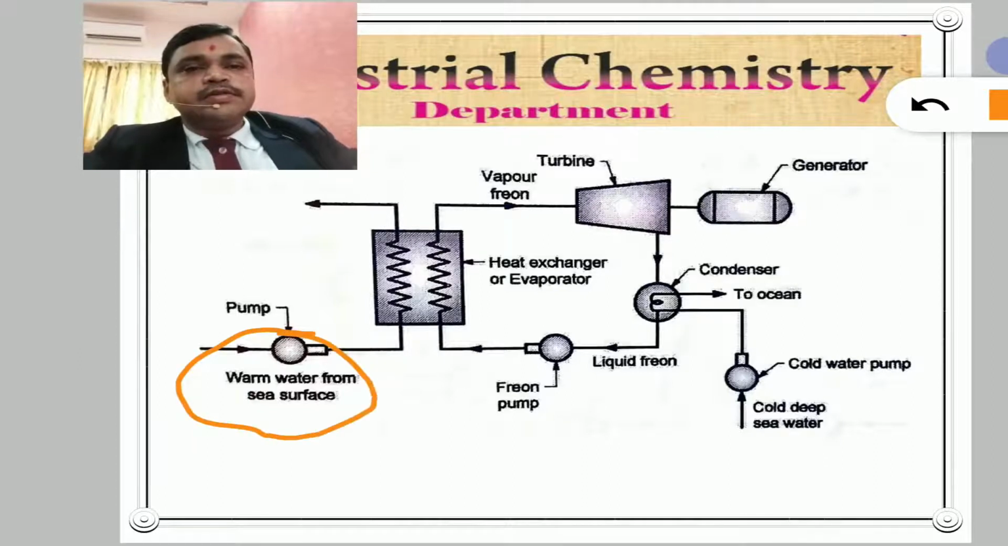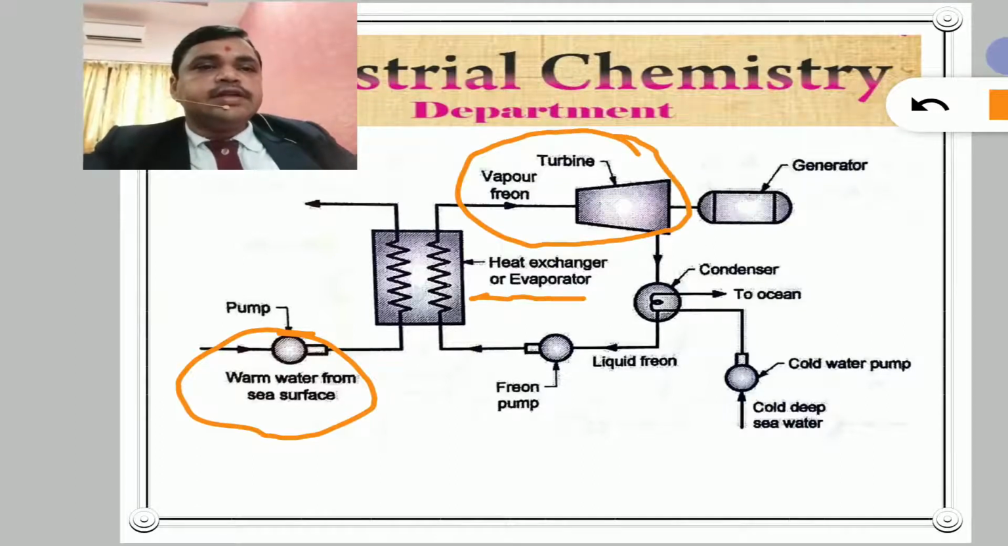Warm water from the sea surface is taken into a heat exchanger or an evaporator. With the heat it evaporates some of the refrigerant which is used in the turbine. In this type of system, freon is the compound which generates the electricity. We see the mechanism in detail.